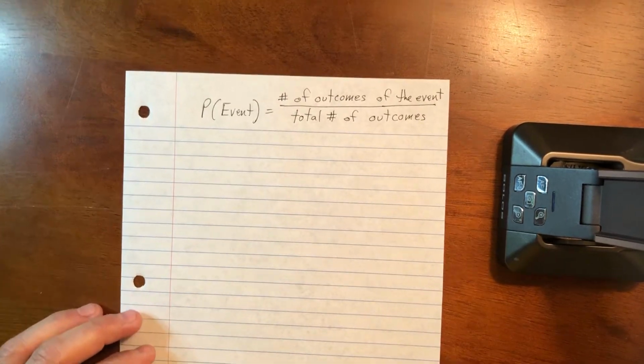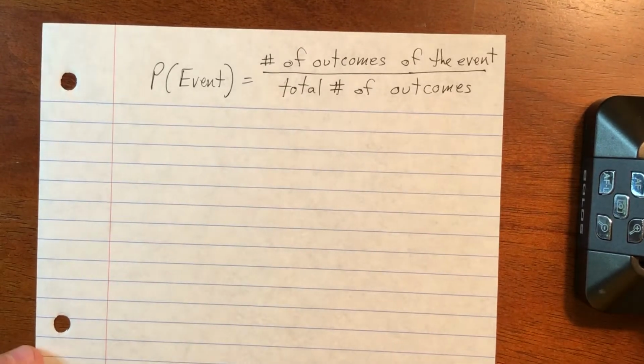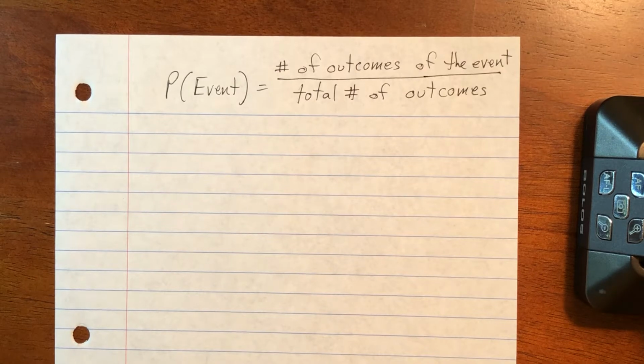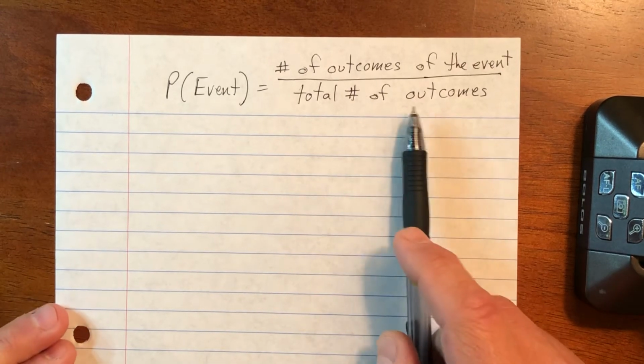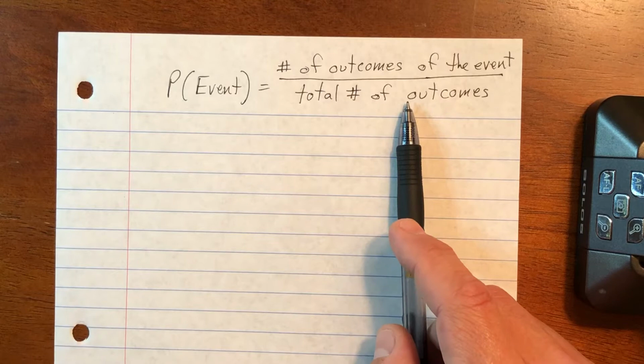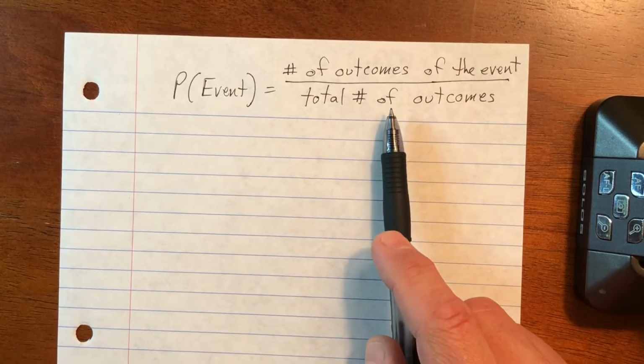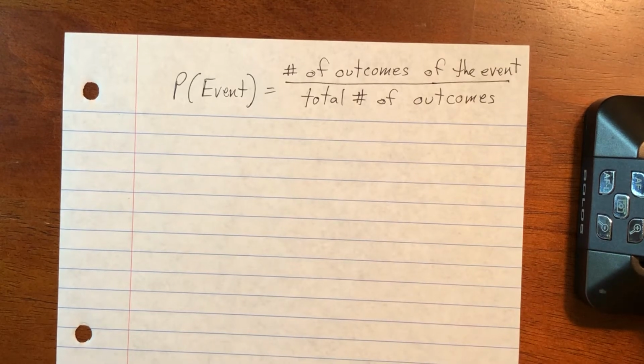We are going to be finding the probability of an event. And to find the probability of an event, you take the total number of outcomes of the event and divide by the total number of outcomes possible. And we are probably going to be using permutations and combinations to figure out these two numbers. Remember that you use permutations when order does matter, and you use combinations when order doesn't matter.